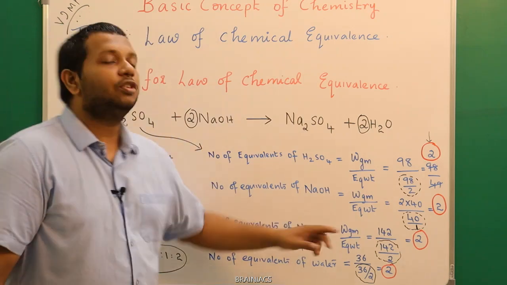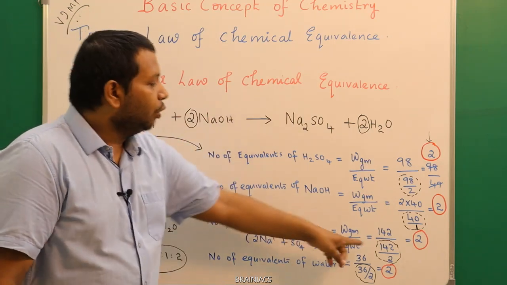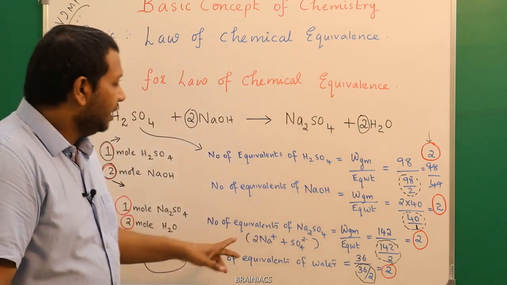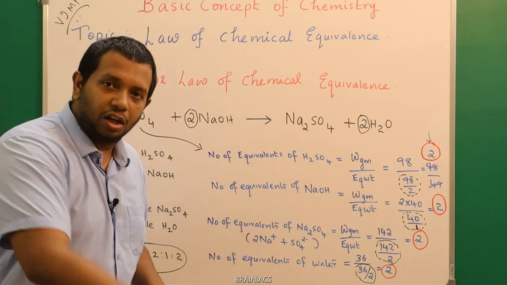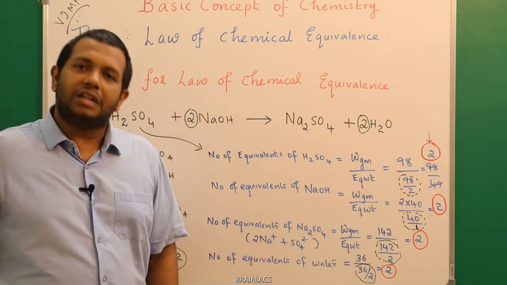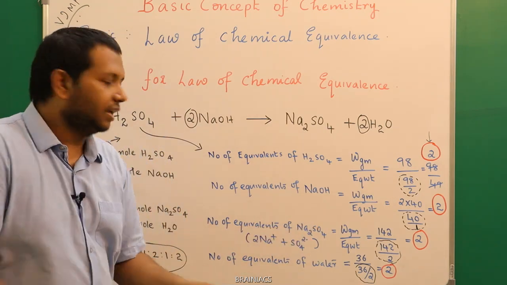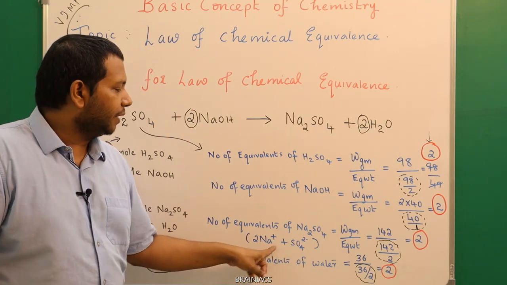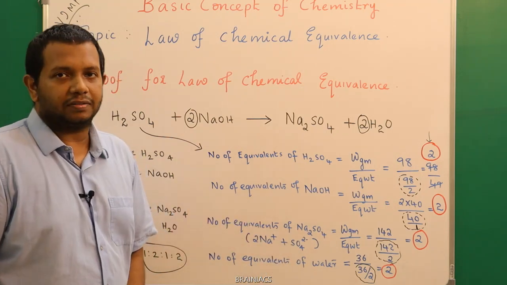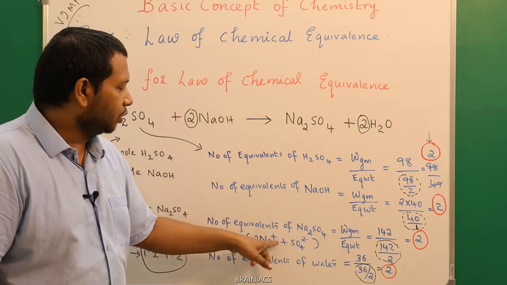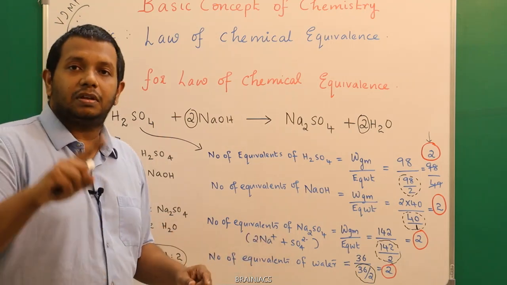Now, the equivalent weight of a salt, how can you calculate that? Molecular weight divided by the total charge on the cation or the total charge on the anion. Here we know that Na2SO4, when it dissociates, will dissociate as 2Na plus and SO4 2 minus. So for 2Na plus, what is the total charge? 2 times plus charge.